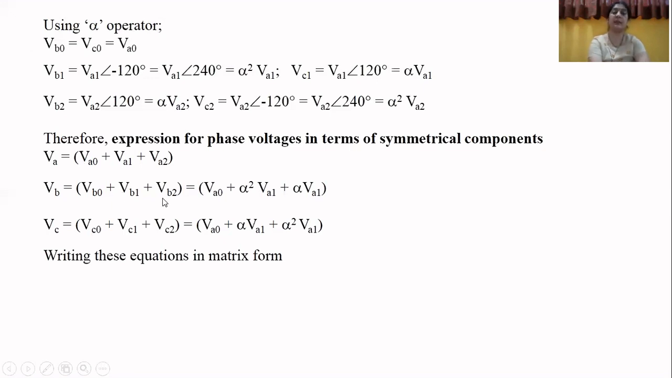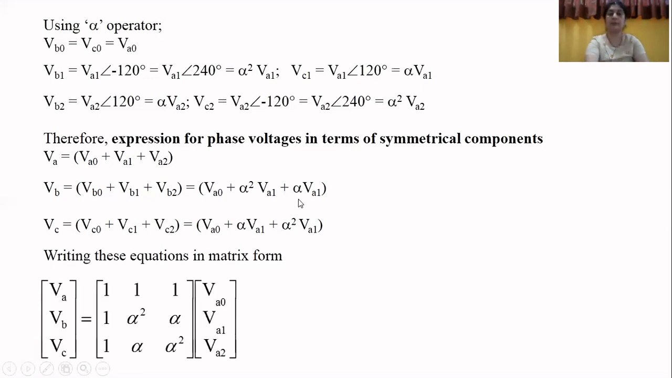Further, we can express VB0, VB1, VB2 in terms of VA. So, VB is VA0 plus alpha square VA1 plus alpha VA2. VC is VC0 plus VC1 plus VC2, which can be written as VA0 plus alpha VA1 plus alpha square VA2. And these three expressions can now be represented in matrix form as VA, VB, VC equals the matrix with rows 1, 1, 1; 1, alpha square, alpha; 1, alpha, alpha square, multiplied by VA0, VA1 and VA2. This is the form and these are the expressions that we need to remember.